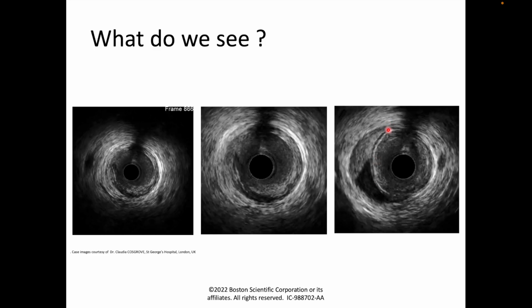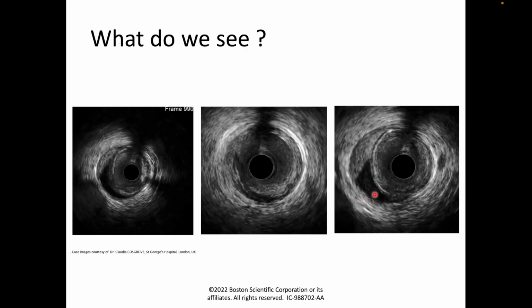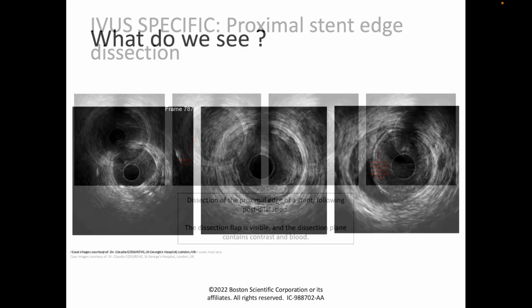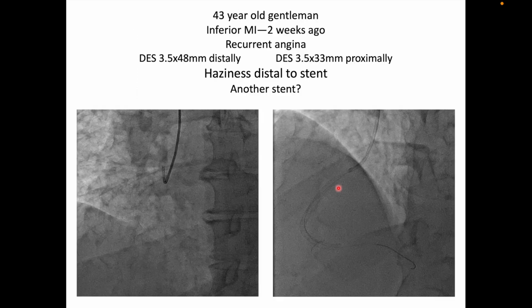That's the media layer, thin media layer you can see there, and that's collection behind it. There's contrast and blood accumulating in the media layer. So again the same thing, that's the dissection flap that you see here and a part of it over here, and that's blood collection and some contrast collection there.